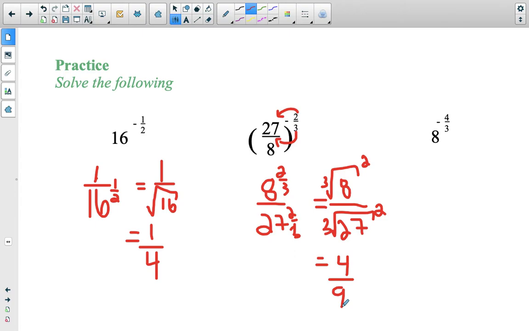All right. This one over here, 8 to the power of negative 4 over 3. So again, I take the reciprocal of 8. So 1 over 8. Now I raise it to the positive exponent, 4 over 3. And remember, 4/3 is the same thing as taking the cubed root of 8 and then raising it to the power of 4. So the cubed root of 8 is 2. And 2 to the power of 4, that's 2 times 2, which is 4, times 2 is 8, times 2 is 16, so it's 1 over 16.